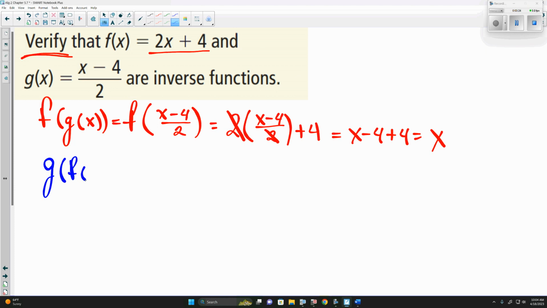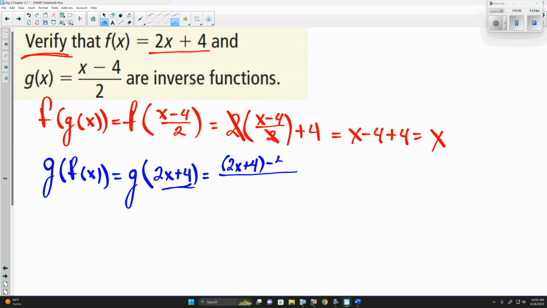We can do the same thing with g of f of x. So we can plug in f of x into this here, which is going to be 2x plus 4, to replace f of x. And again, just like with the previous one, we're going to plug 2x plus 4 into every x in, or sorry, every x in g of x, which would give us 2x plus 4 minus 4 all over 2.